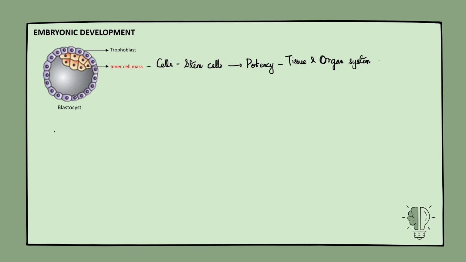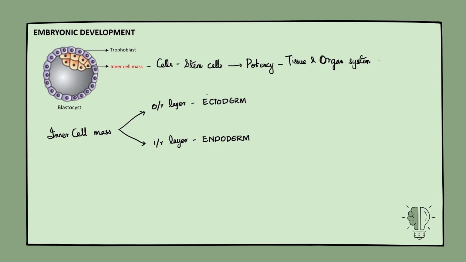Alright, now first the inner cell mass differentiates to form an outer layer which is called the ectoderm. Then it forms an inner layer called the endoderm. And between the ectoderm and endoderm, a middle layer appears, which is called the mesoderm. Alright, now all these layers together, that is the ectoderm, mesoderm and endoderm, they give rise to the tissue and organ systems.